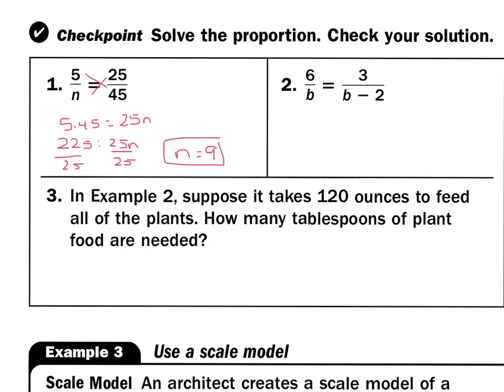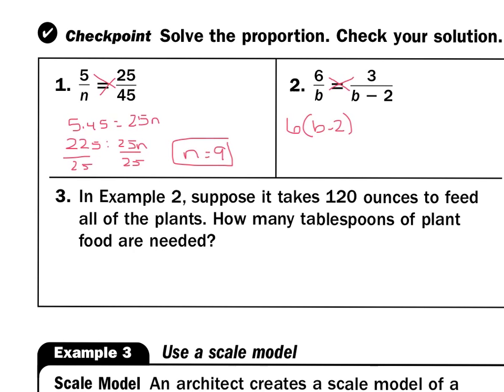Number 2 is a little bit different from the ones we've done before, and you will have some examples on your homework like this. So let's pay close attention. You're still going to use cross products. So the 6 is going to be 6 times b minus 2. You have to make it look like that. And then we set that equal to 3 times b. So I distribute, 6 times b is 6b minus 12 equals 3b.